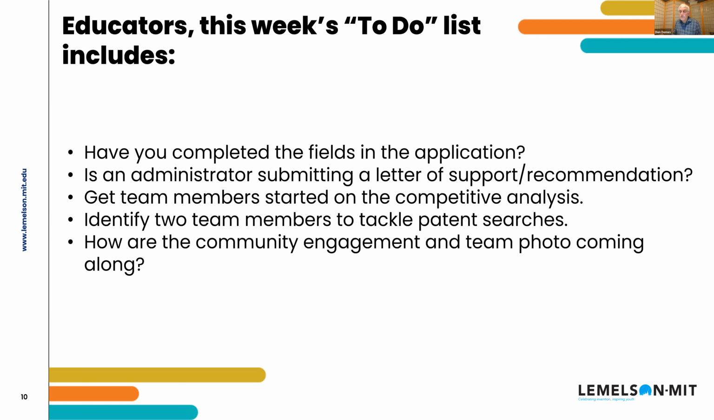Make sure that your team members have started in on this competitive analysis. It does take a while to kind of look through different things, search Google. I even look on eBay. There's a lot of old things that you can't buy anymore, but they're patented. They're on eBay. Some of those patents may have run out, and there may be some creative adjustments or modifications that could be done to those. Identify 2 team members at least to tackle the patent searches. You're in community engagement and team photo. You want to get those done.